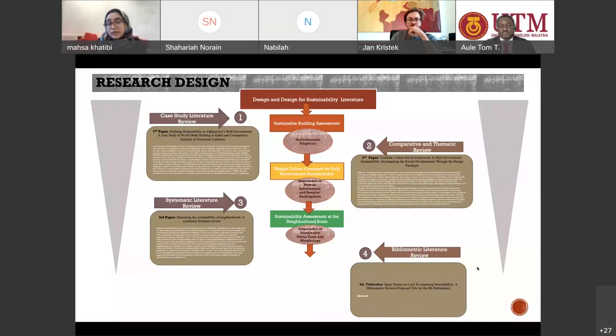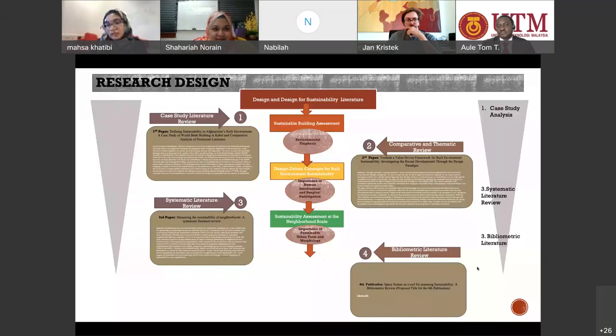Each paper has its own objectives and there are different methods for each paper. The first paper is on the right. There is a triangle that describes it. The first one is a case study. The second one is the comparative and thematic review paper. The third one is a systematic literature review. And the fourth one is the bibliometric literature review. So I started with building assessment and then how design can help to better ideas of built environment assessment.